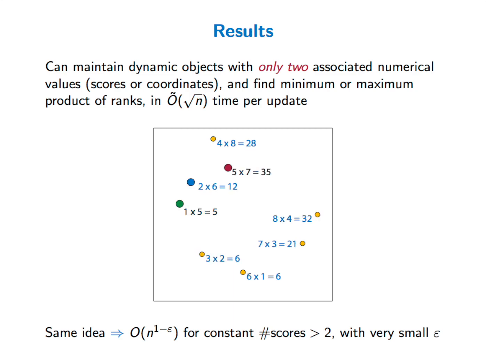Now for the application to climbing competitions, what we would like to be able to handle is 3-dimensional data, dynamic objects with 3 associated numeric values, and we can do that. The same idea that I'm going to describe will work, but it will give you a data structure whose update time is very close to linear, so we have not worked out the details.